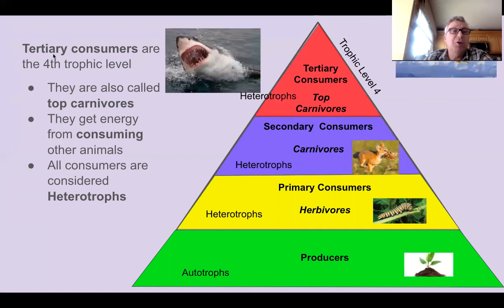Tertiary means third level, so third level consumers. They are in the 4th trophic level. These are usually the top predators, right? The carnivores, so they only eat the secondary consumers. So these are usually just meat eaters. Again, you can see that they're heterotrophs. Again, they get their energy from consuming other animals, right? So they only eat animals. So if you think of, let's say, a mountain lion or a lion or an eagle, they're only going to eat animals, organisms underneath it.